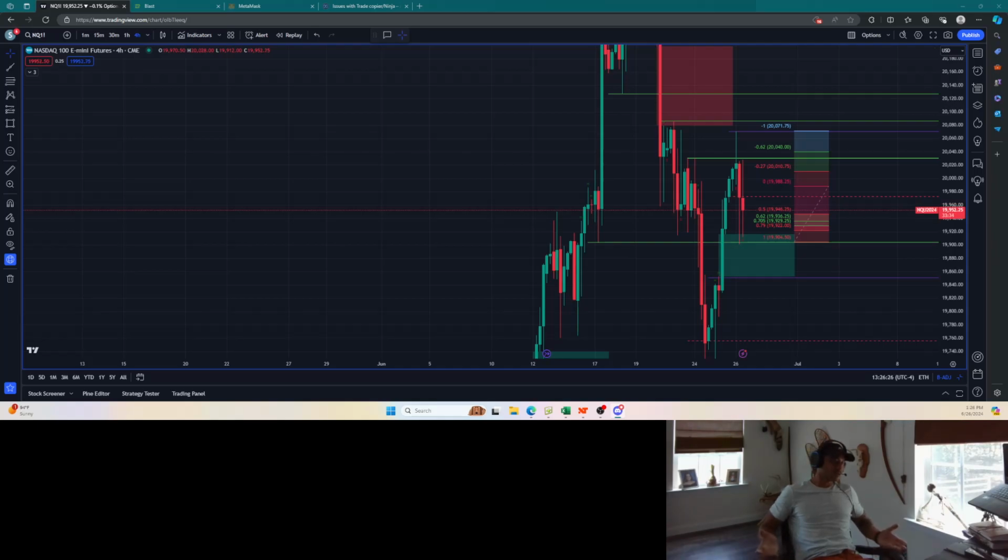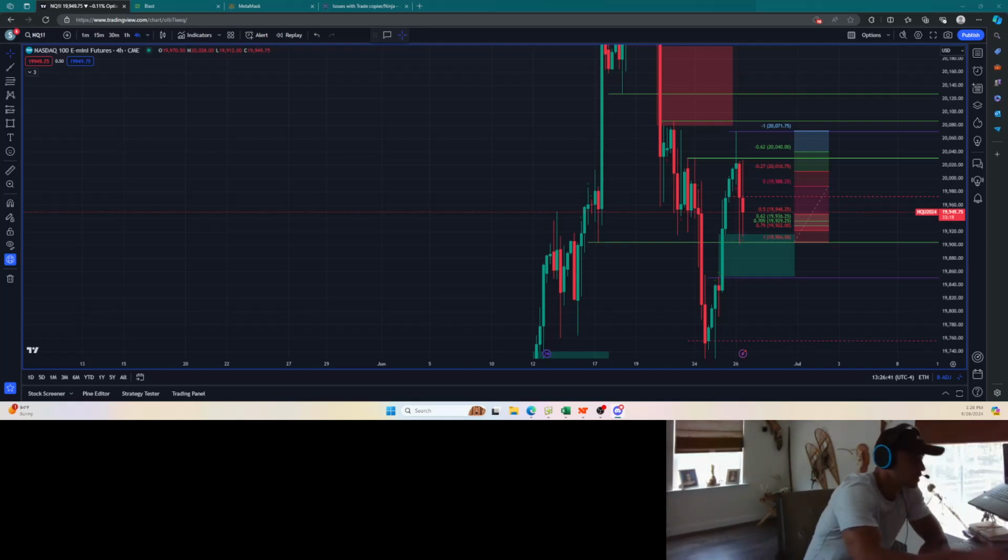I like the imbalances and the liquidity just because that's what makes the market tick. There's an algorithm, and the algorithm seeks those two things: it balances price and takes liquidity. And so I like that, but yeah, if you like indicators that kind of tell you the same thing, it's cool. Whatever works.